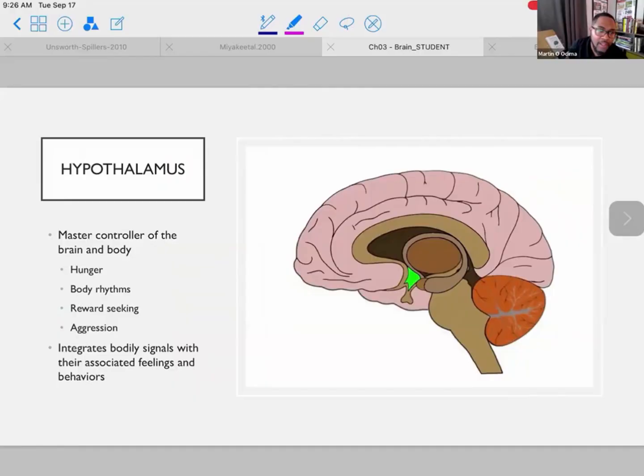All right, so the hypothalamus is sometimes called the master control of the brain and the body, and it influences hunger, body rhythms, reward-seeking behavior, and also aggression. It integrates bodily signals with their associated feelings and behaviors.